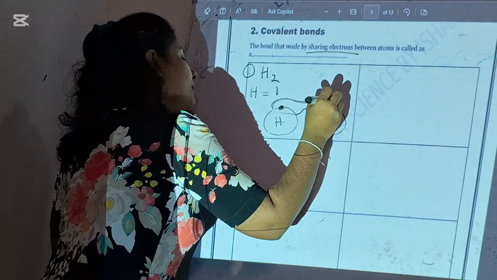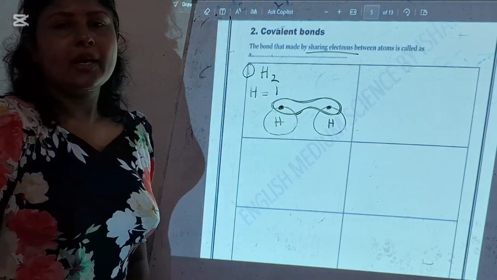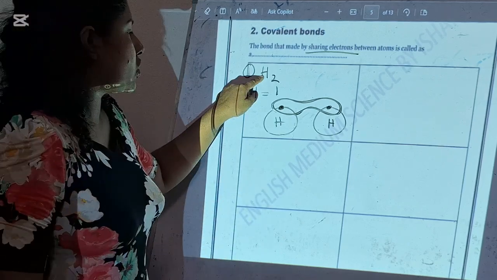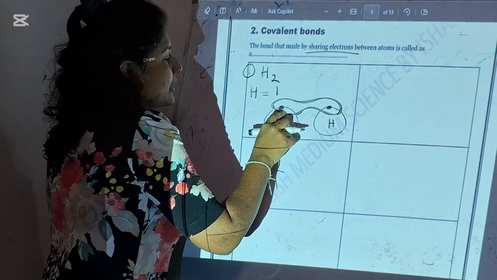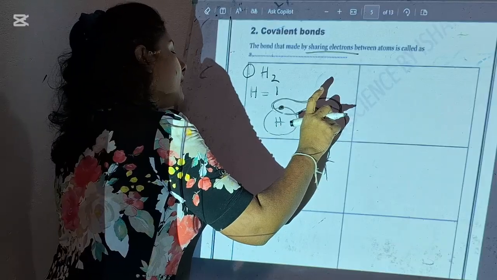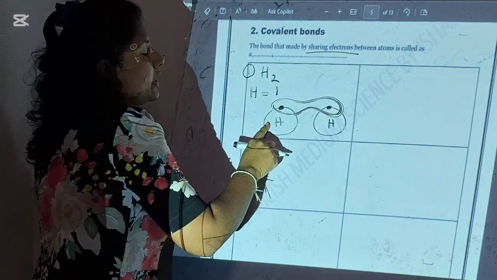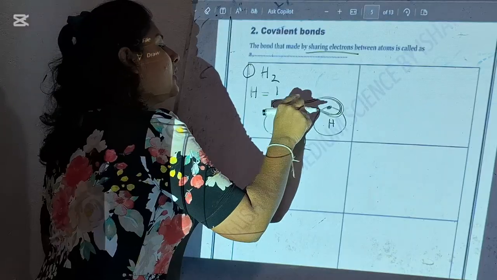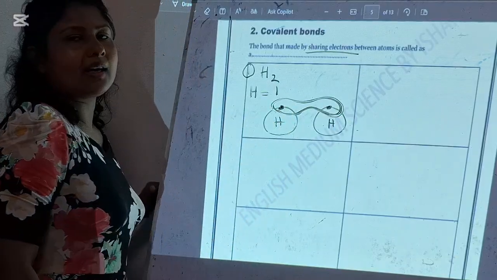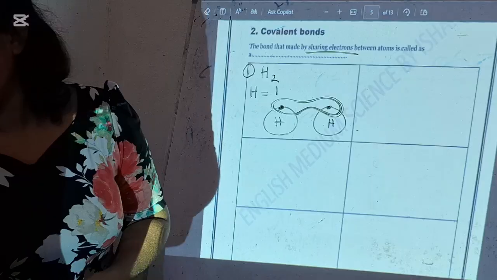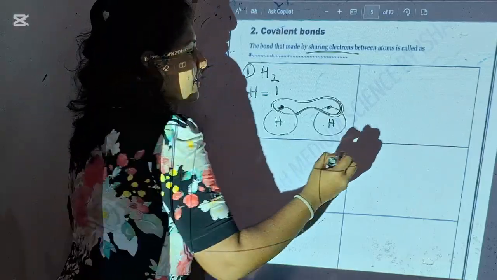I made a kind of bond between two hydrogen atoms. This hydrogen contains only one electron, this one contains another electron. So they shared their electrons. So around this hydrogen now look at 1, 2. Around this hydrogen 1, 2. Now they have completed the outermost shell with 2 electrons.